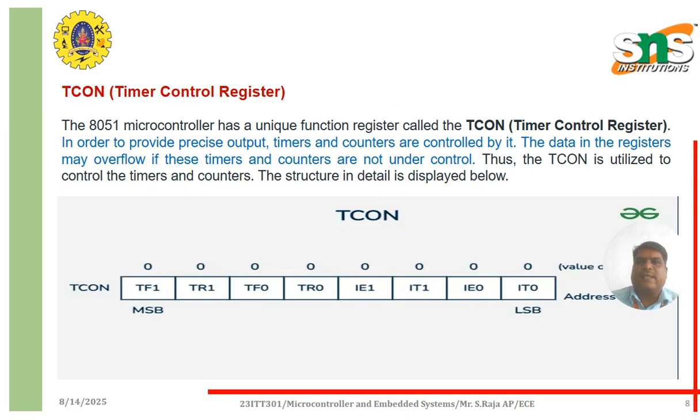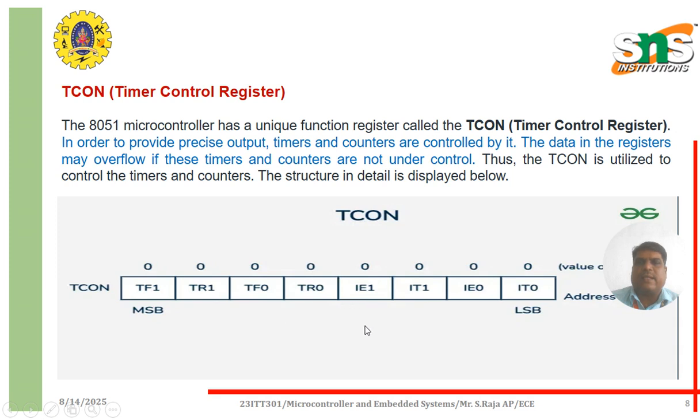Next, the TCON register structure. The 8051 microcontroller has a special function register called the timer control register. In order to provide a precise output, timers and counters are controlled by this TCON register. The data in the registers may overflow if these timers and counters are not under control. Thus, TCON is utilized to control the timers and counters, and the structure is given like this.